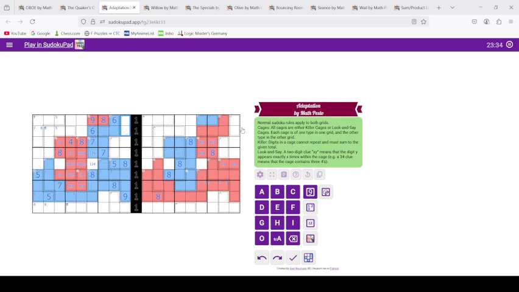If this were a killer, then these 6 cells have to add up to 37. Which is very much possible. Even with a 2.